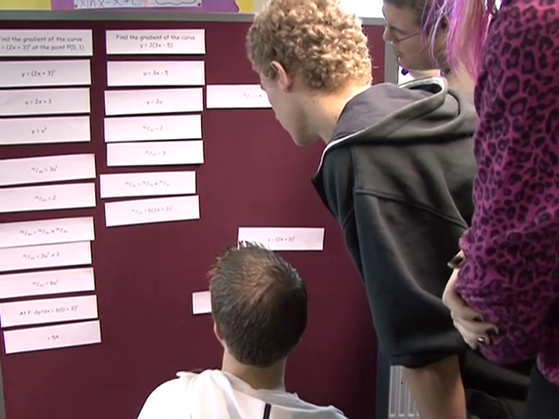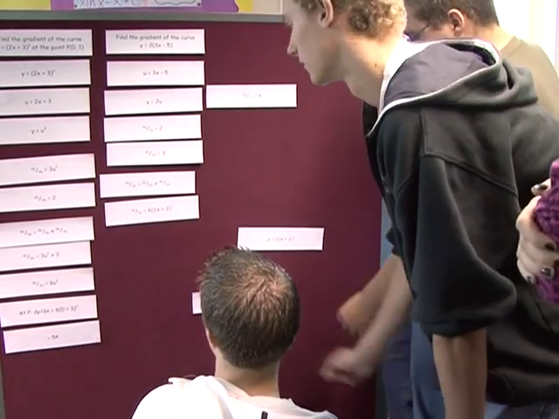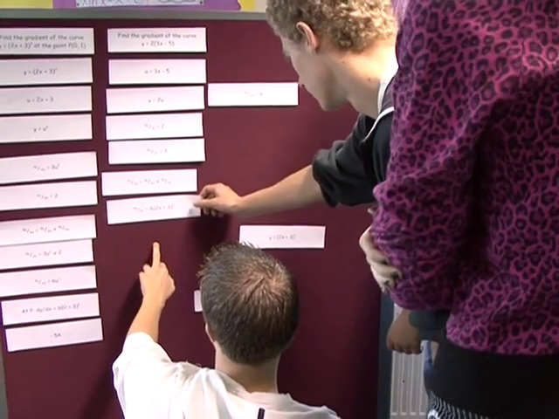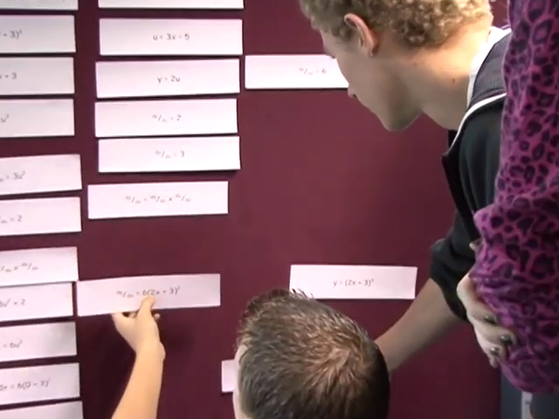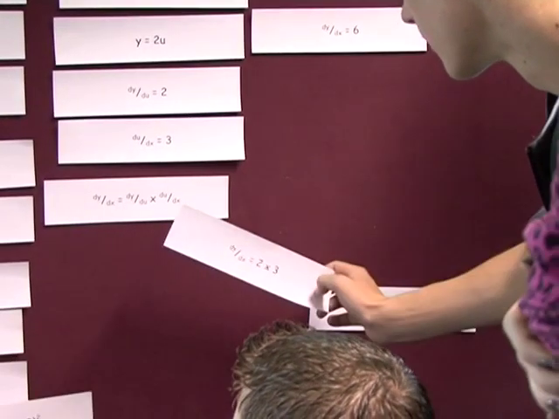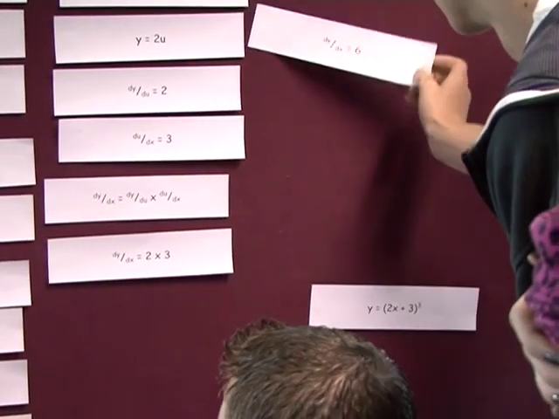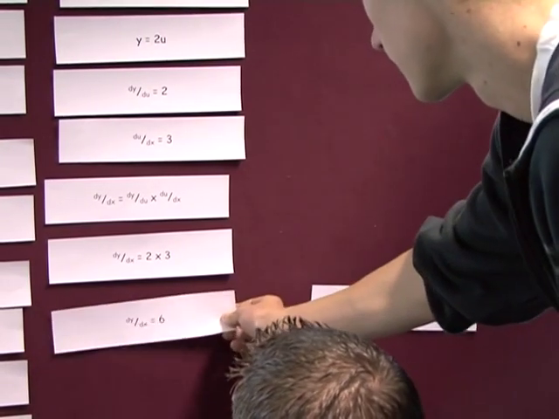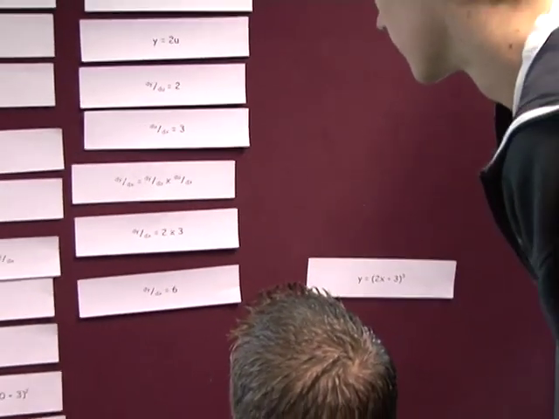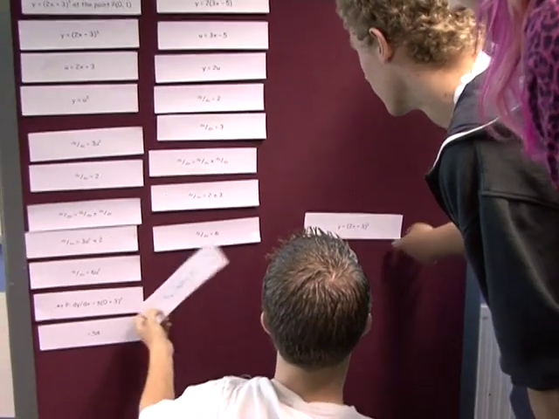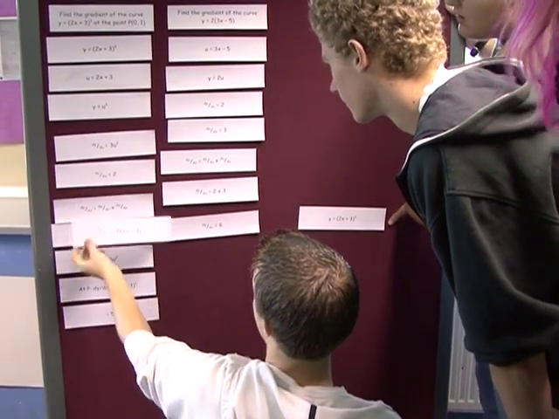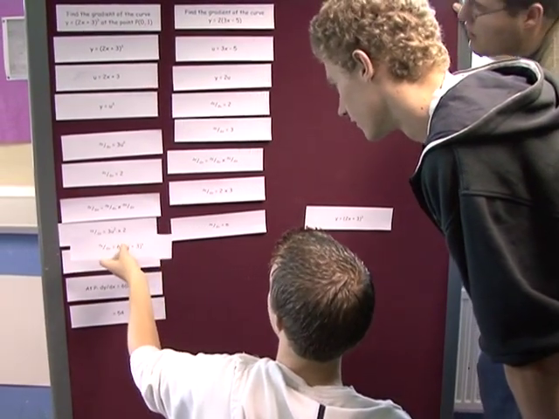Think about the last one you've put down there. Oh yeah, that's the same as this one up here, isn't it? So it's going to be 2 times 3 for that, which is 6. Yeah, so these have got to go on here. These have got to be from this one because they're the only ones with the same function in.